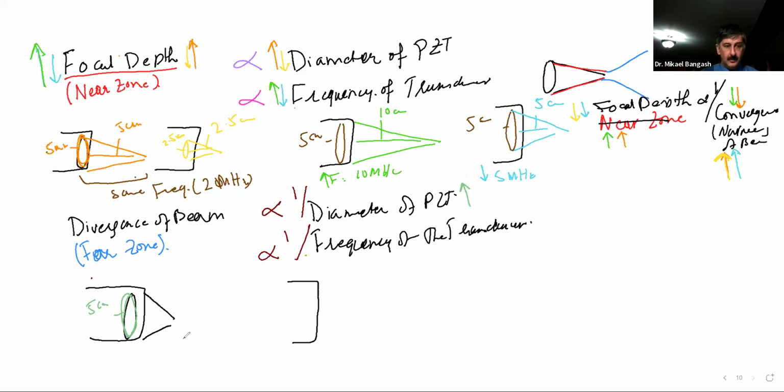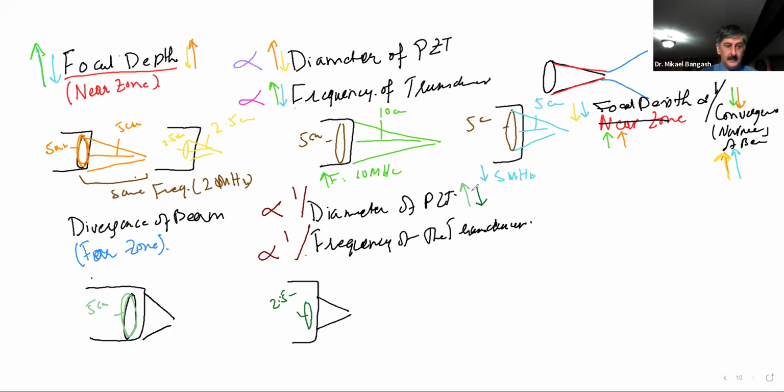But as you can see over here, we may have a small PCT, let's say this is just 2.5 centimeters. Of course, we're going to have a near zone with a certain focal depth. But the thing that we mainly will talk about here is how that is going to affect your divergence of the beam in the far zone.